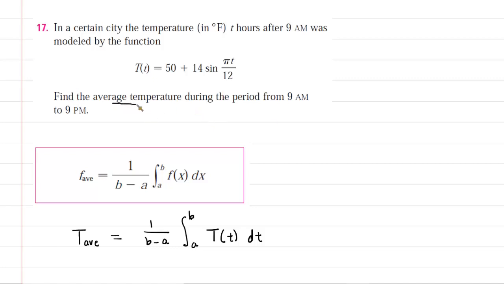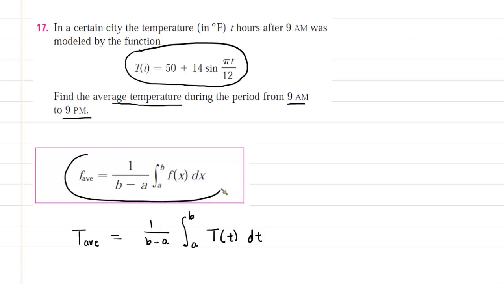We have to find the average temperature during a period of time from 9 in the morning until 9 at night, and that is based on the fact that the temperature is fluctuating according to this equation right here. Now, to calculate the average value of a function, we have learned that we can apply this formula here.